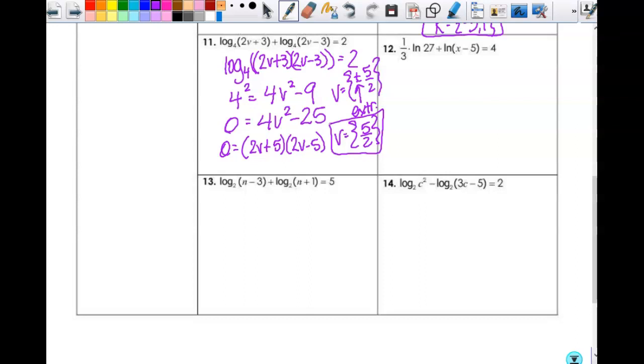Ugh. Where did I lose you? To get here? I subtracted it from both sides so I could set it equal to 0. Where did it come from, or where did I go from that? It would be 4 to the 2nd power equals this. That's what I did. Okay, good. All right, y'all do number 12.